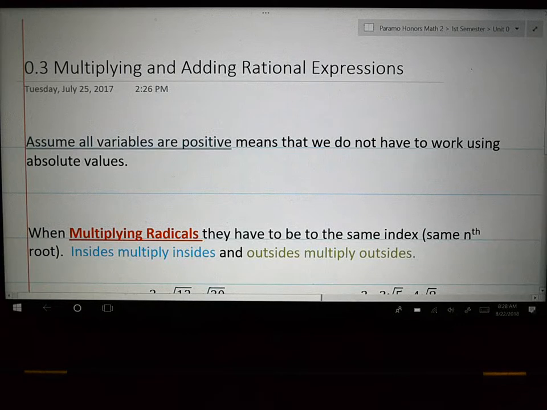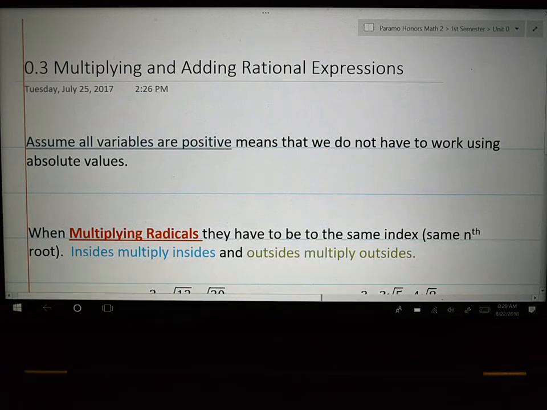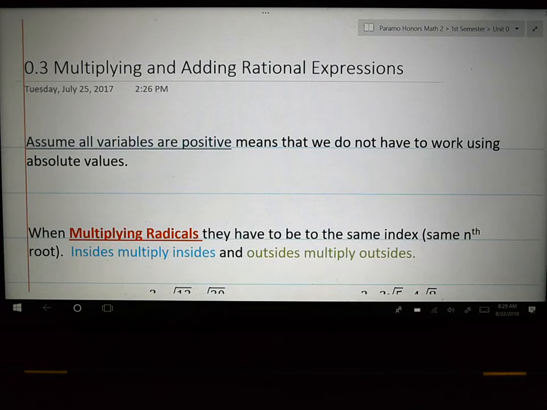In 0.3, we're going to take what you did in 0.2 and start adding some mathematical operations with it. In 0.2, you were simplifying only. Now we're going to be able to multiply radical expressions, and we're going to be able to add radical expressions. The main idea here will be multiplying, but the more advanced concept will be adding the radical expressions. I'm going to have to show you how to do that.